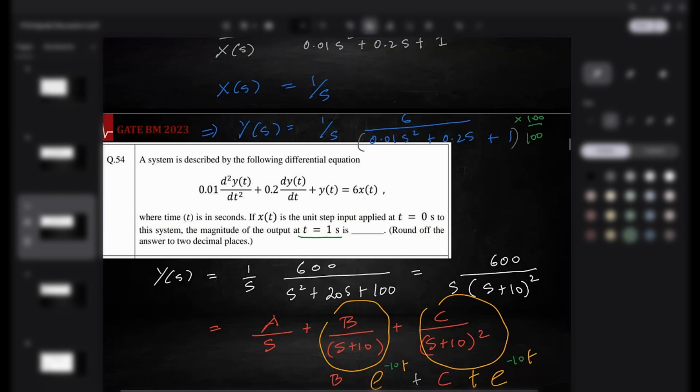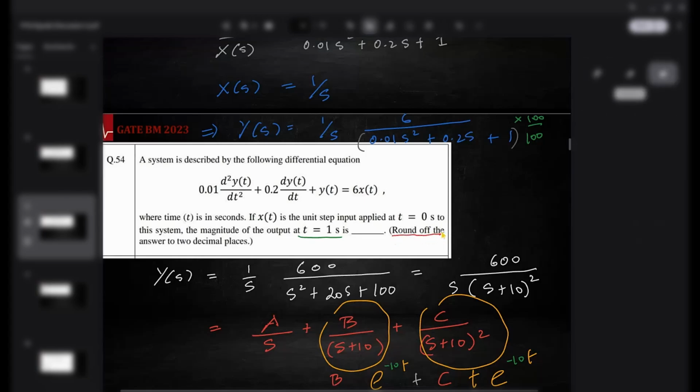Calculate e power minus 10. Someone got 0.00004539. Let's make sure that is correct. e power minus 10 is 4.539 into 10 power minus 5. Yeah, that is correct. So the change starts happening at the 5th decimal place, rounded off to 2 decimal places.